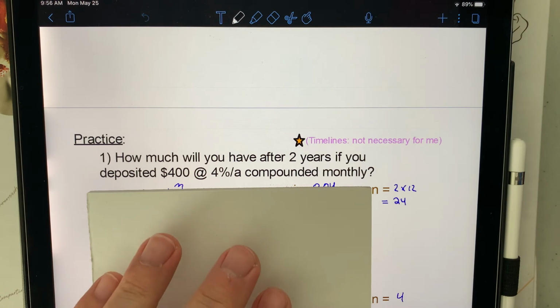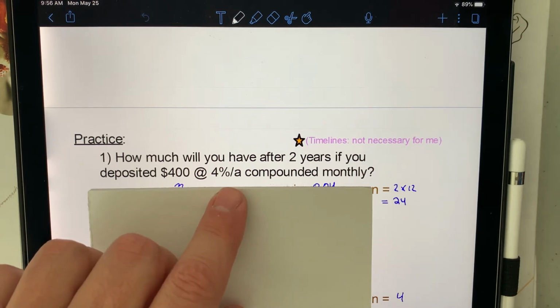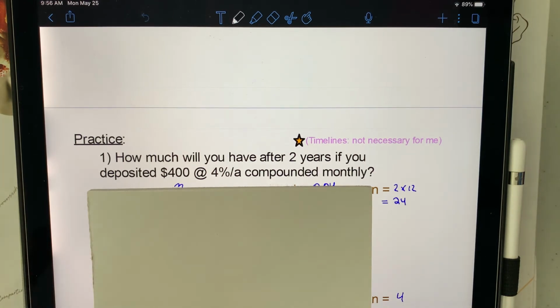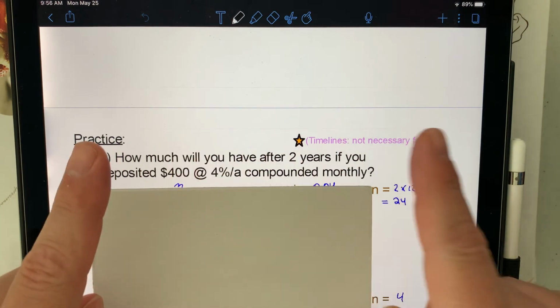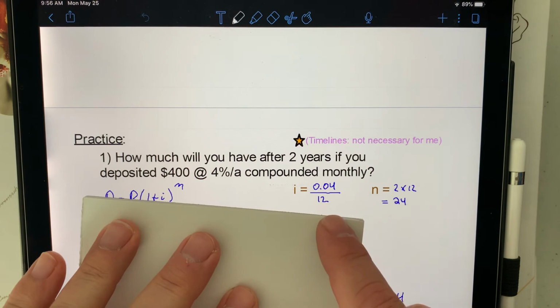Okay, so in 2 years, let's figure out the I. The I is 4% slash A. Remember, slash A was per year. So 4% is 0.04, but it's compounded monthly. So if it's 4% in 1 full year, in just 1 month, I need to divide it by 12, right? So basically the I is going to be 0.04 divided by 12.